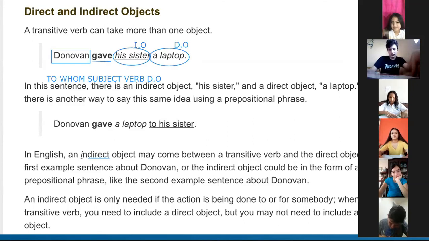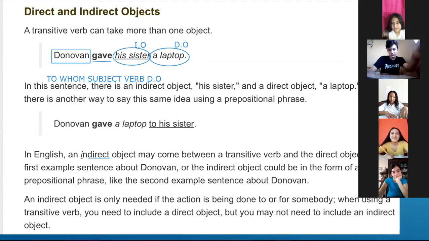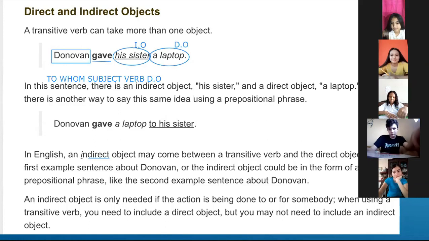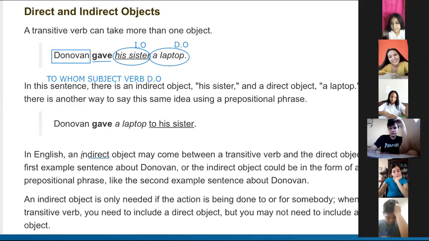Can we have a transitive verb without a direct object? Yes or no? Do we need to have a direct object to have a transitive verb? Direct. Yes. Exactly. We need a direct object to have a transitive verb.